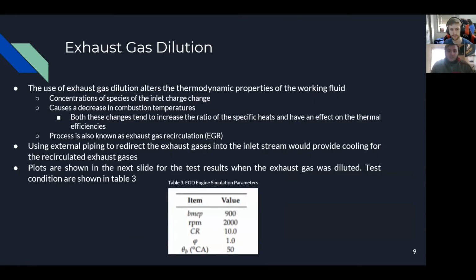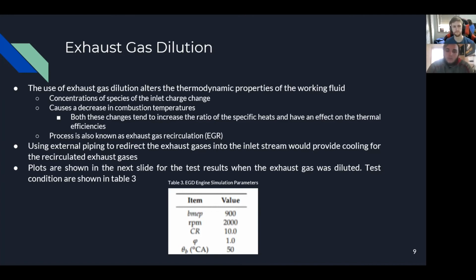So the second example we have is an engine that was tested using exhaust gas dilution, excuse me, also commonly known as exhaust gas recirculation, or EGR. This method is a nitrogen oxide emissions reduction technique that's used in a lot of gasoline and diesel engines. It works by recirculating a portion of the engine's exhaust gas back into the cylinders of the engine by essentially using external piping to redirect exhaust gases to an inlet stream to be cooled.